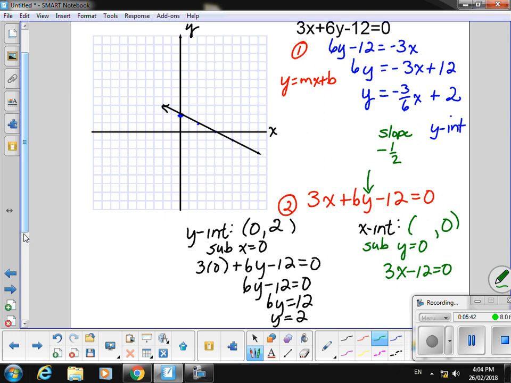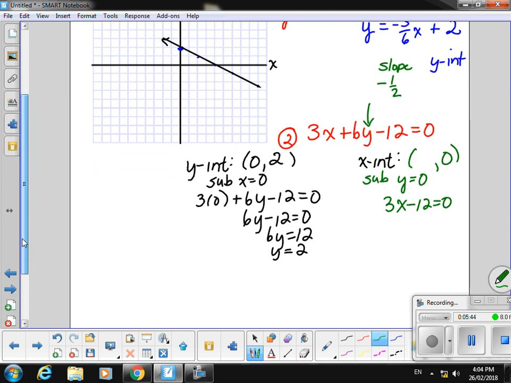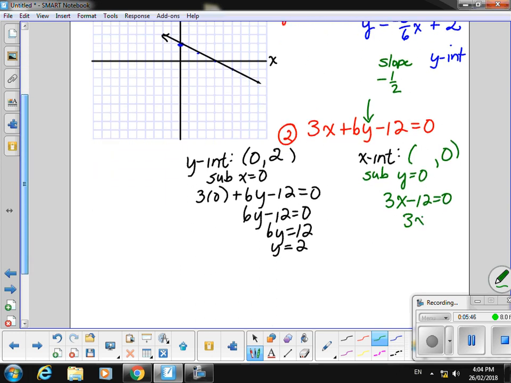3x, if I add 12 to both sides, I'm going to have 3x equals 12. Divide both sides by 3, I have x equals 4. So I have 2 points now. If you have 2 points, you can draw your line. There's one, here's the other. And I could draw that same line using x-intercepts and y-intercepts.